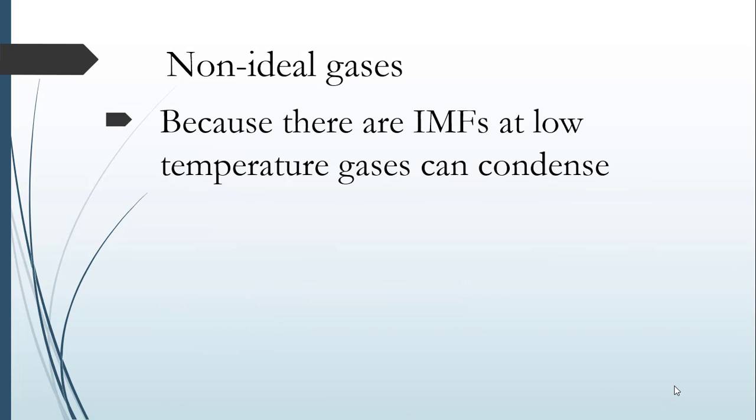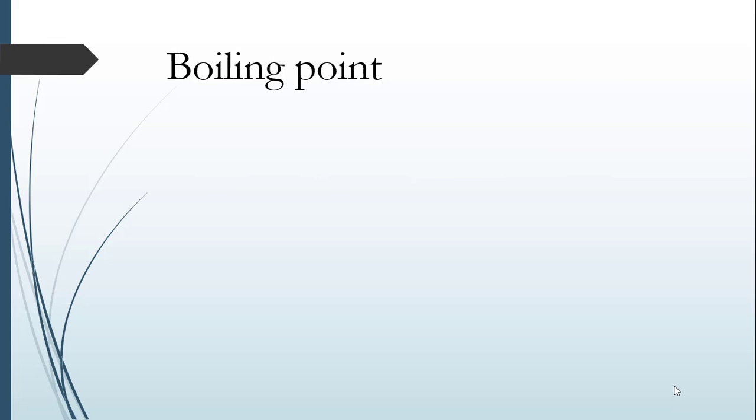And it's because there are IMFs, especially at low temperature or high pressure, that gases can condense. If there were never any intermolecular forces, you couldn't go from gas to a liquid. So that's a quick discussion about non-ideal gases. Let's move on to the boiling point.